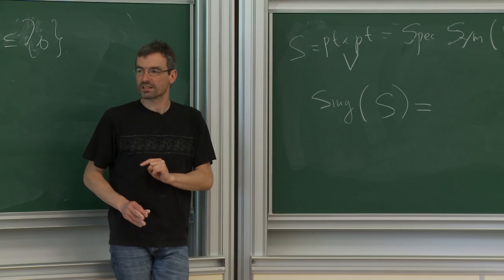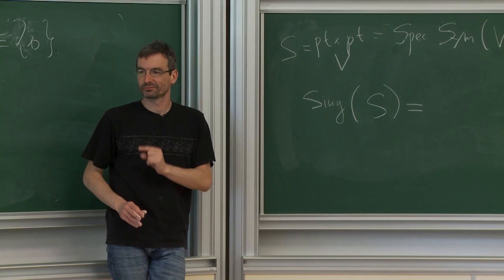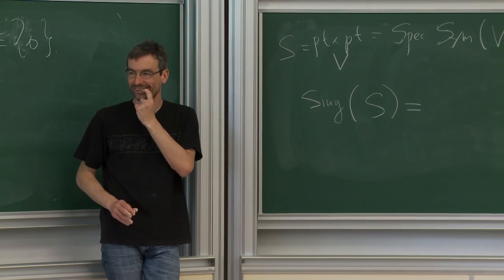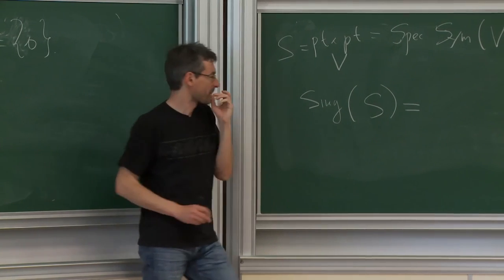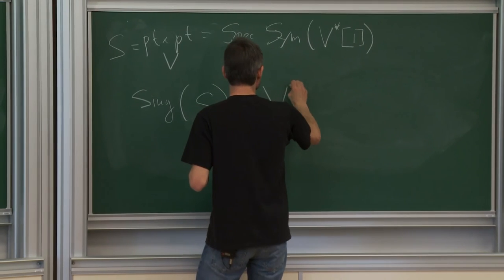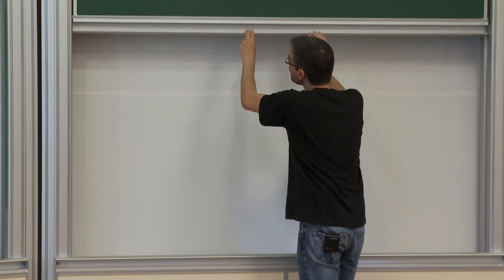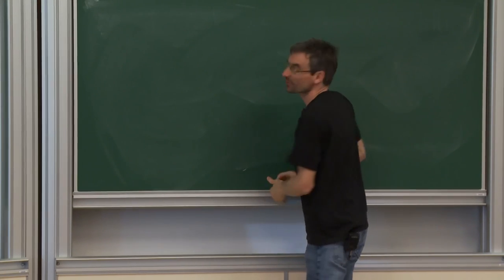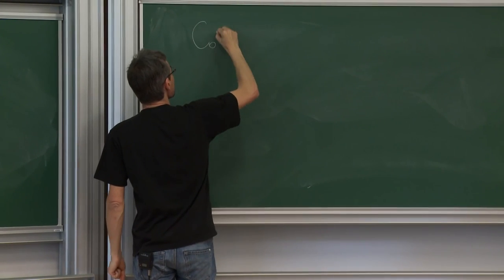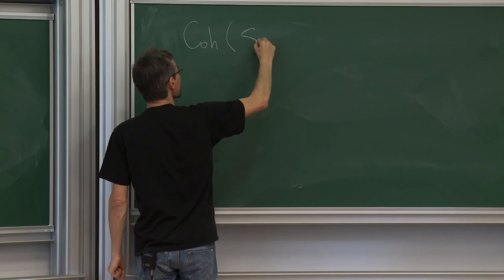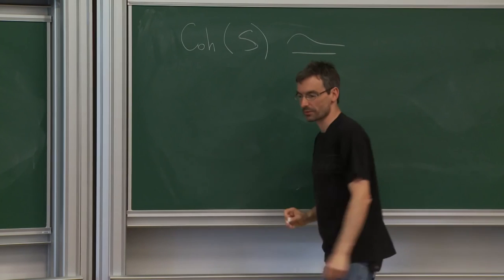So now what's the Sing of this? V or V star? What do you say? V or V star? It should be V star. Yeah. Okay, great. So now we'll analyze this example in detail. So I claim that Co of S has a very explicit description.